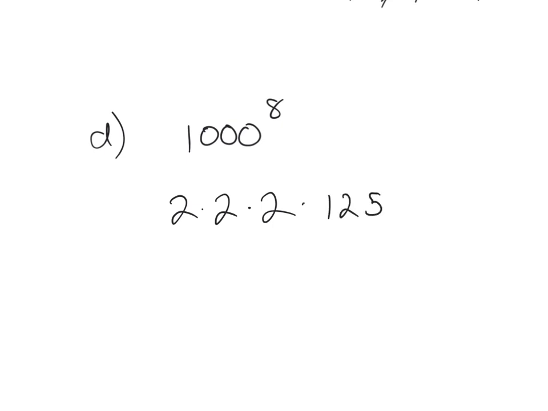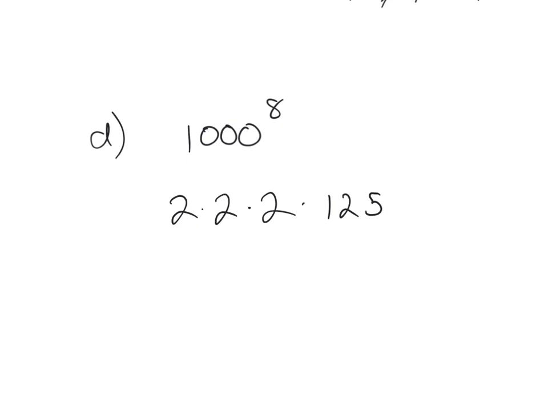Okay, let's do one last one. Say we have 1,000 to the 8th power. We'll ignore the 8 for a second. Let's start dividing the 1,000 into its prime factorization. How many times does 2 go in? If you divide by 2, you get 500. Divide by another 2, you get 250. Divide by another 2, you get 125. So times 125. That's 2 to the 3rd.